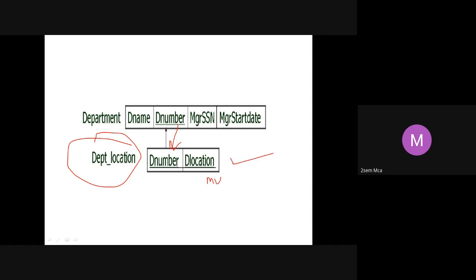D location is a multi-valued attribute. You cannot include it in the department table like this. So you have to create a new table for department location, call it with some other name, but you should include the primary key of department. D number and that attribute together will become the primary key. Any doubts for converting multi-valued attributes?